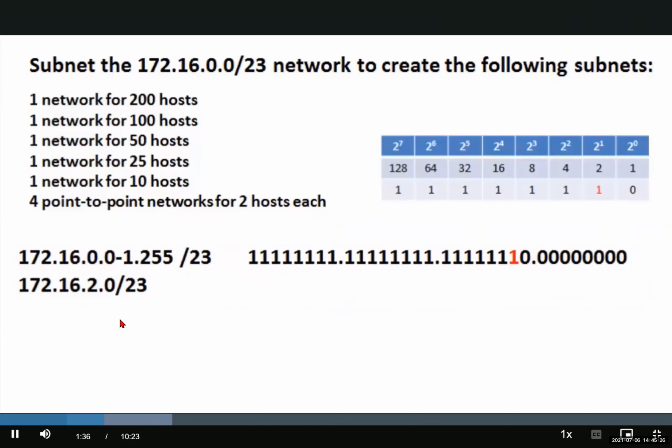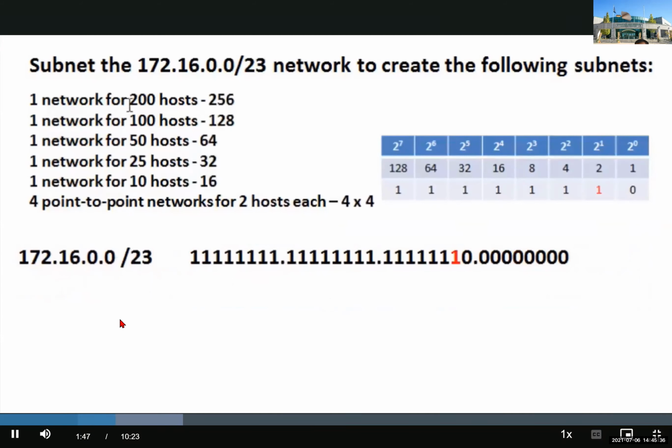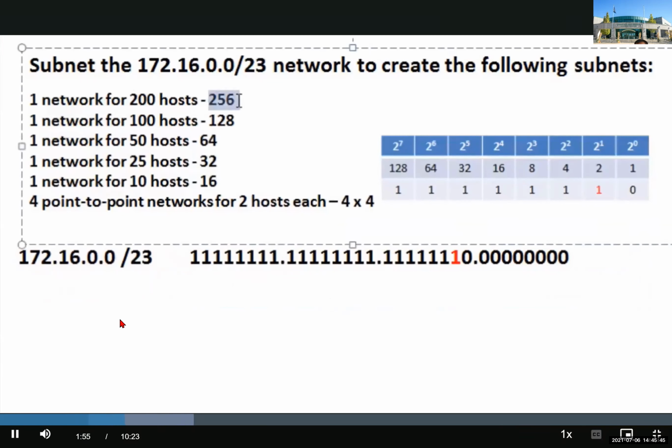I can see that starting from a /23 subnet mask, we have 9 host bits. So effectively, there's 512 hosts. If we look at each one of these subnets that we're going to need to create, I cannot create a 200 host subnet, but I can create a subnet for 256 hosts. That number does not reflect the usable hosts, but the total number of addresses in the subnet.